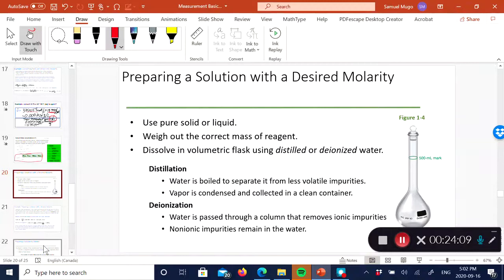So I've just explained how you prepare a solution with the desired molarity. Typically you take the solid, weigh out the mass of the reagent that you need, and dissolve it in the volumetric flask, often using deionized water. In some cases, you can use distilled water, but in most cases, you use deionized water. Deionized water means all the ions have been removed from the water, whereas distilled water just means you've distilled the water, and the ions still remain.